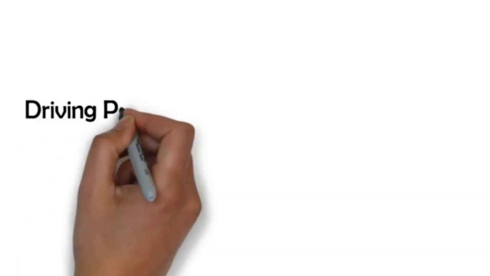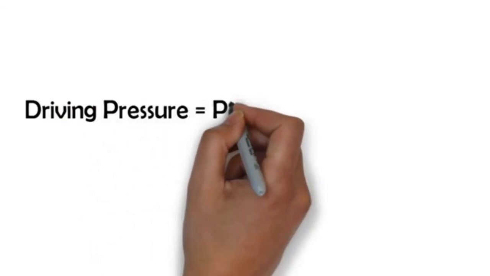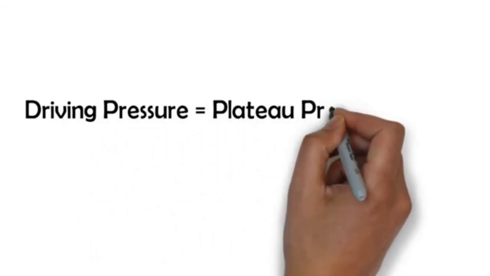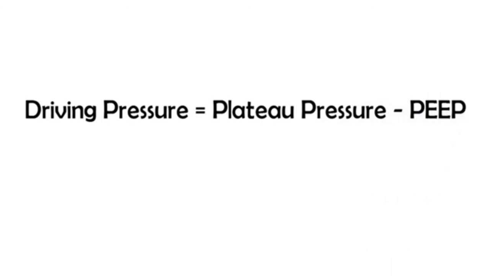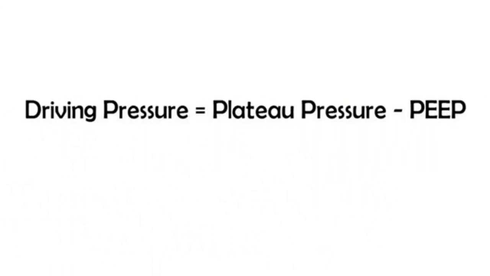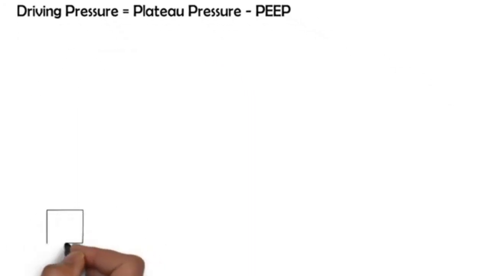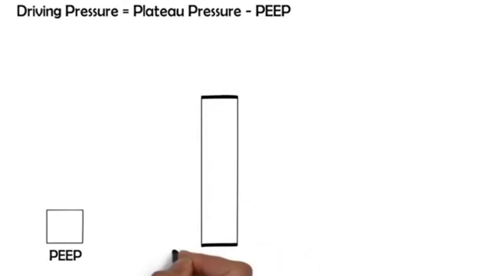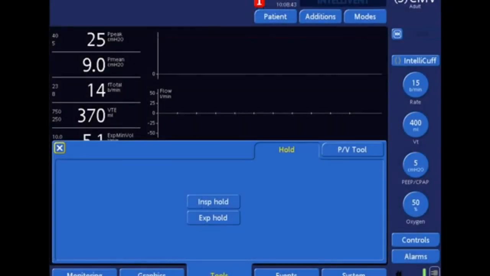Armed with this information, let's move from the chalkboard to the bedside. How does this knowledge affect your ventilator management? You can get an estimate of the driving pressure by calculating the plateau pressure minus the PEEP. The PEEP is a setting we have direct control over using the ventilator. The plateau pressure, on the other hand, is not so straightforward.